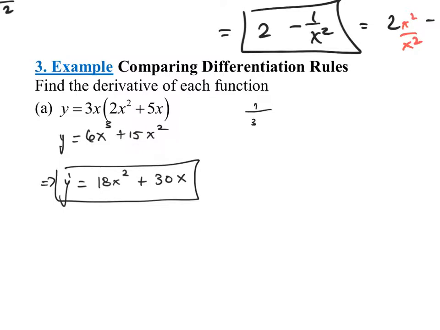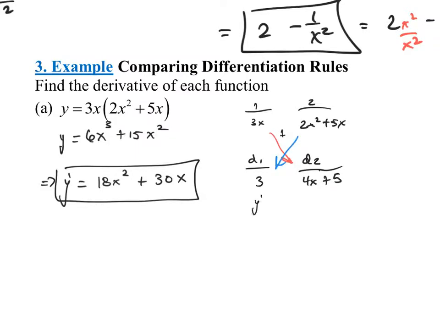Our first function was 3x. The derivative of our first function, well, the derivative of 3x is just 3 times 1, or 3. Our second function was 2x squared plus 5x. The derivative of the second function, well, the derivative of 2x squared is 2 times 2x, which is 4x. The derivative of 5x is 5 times 1, which is just 5. Again, you would do first times the derivative of the second, plus the second times the derivative of the first.